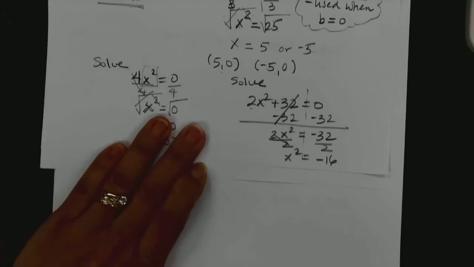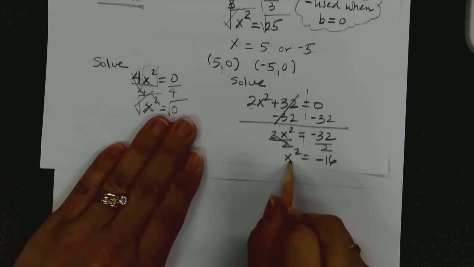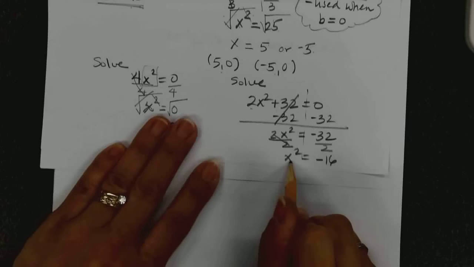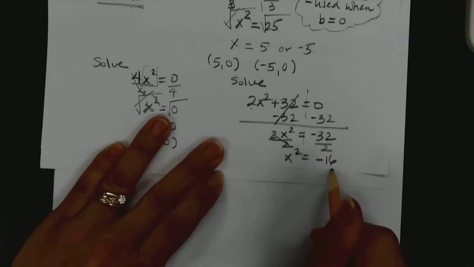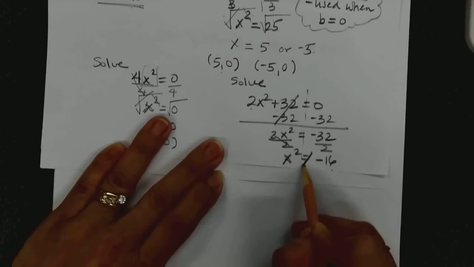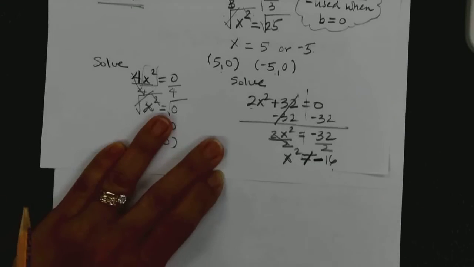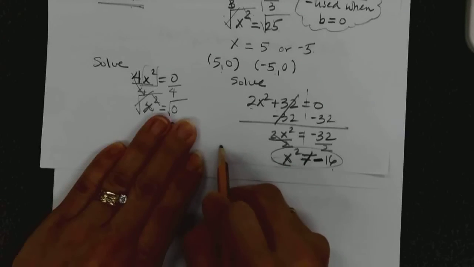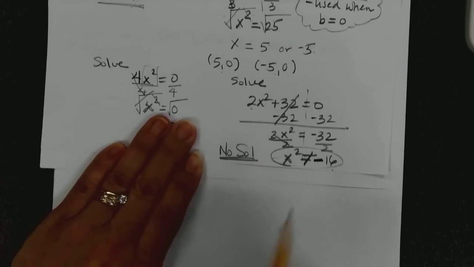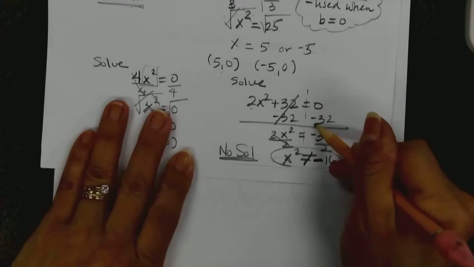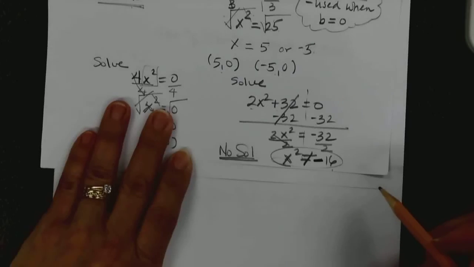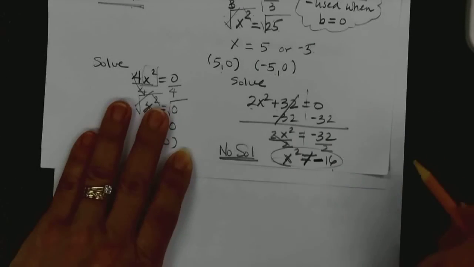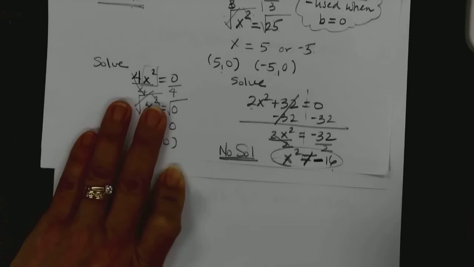Can any number be squared and be negative? No. Because if I had negative 4 in here, what's negative 4 times negative 4? Positive 16, not negative. So x squared can never equal a negative number. This tells me no solution. When I graph this parabola, it's above the x-axis. That's why there's no x-intercept. This is when it's no solution.